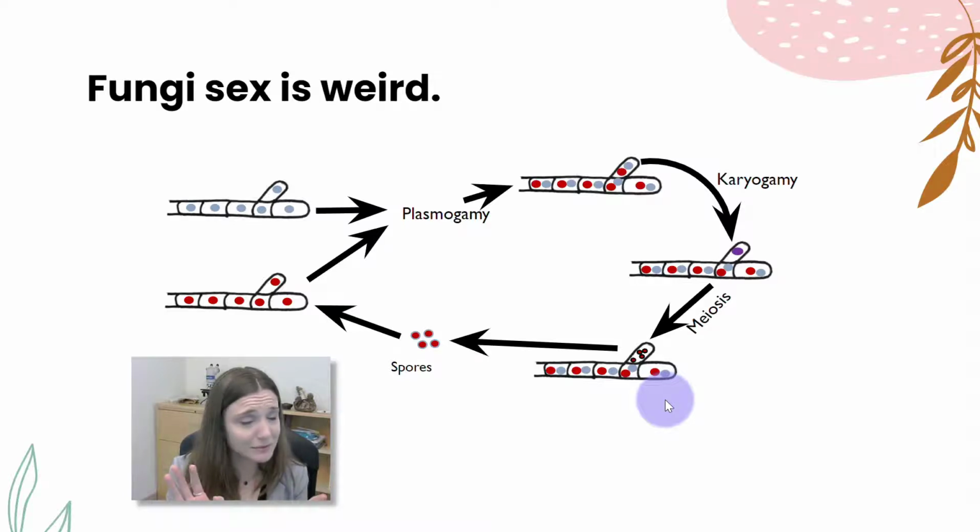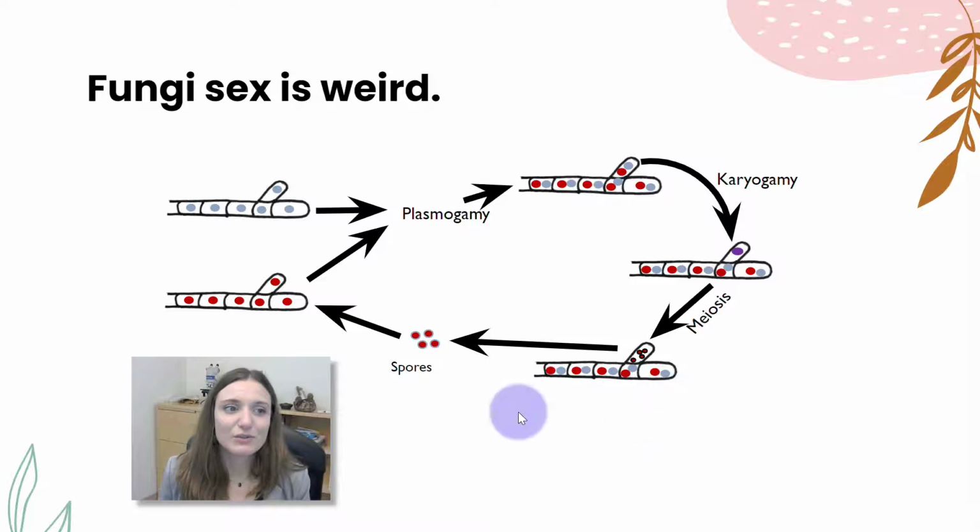We don't use male or female because male and female implies that there are gametes produced, and male gametes are small, female gametes are large. There are no gametes produced in fungi. They do not produce sperm or eggs. But what happens is we get two separate mating types come about, opposite mating types, plus or minus.